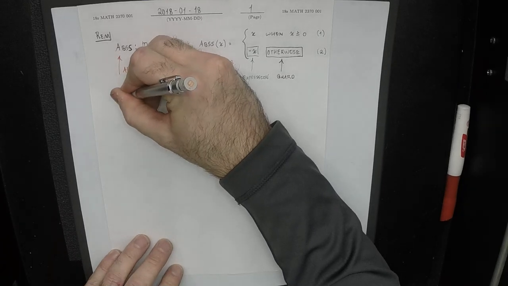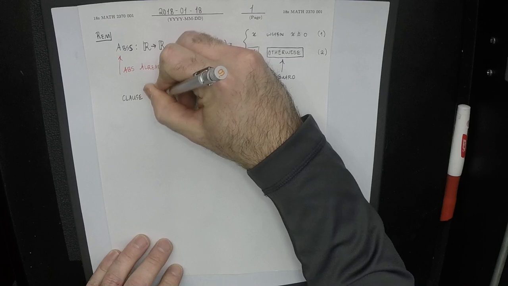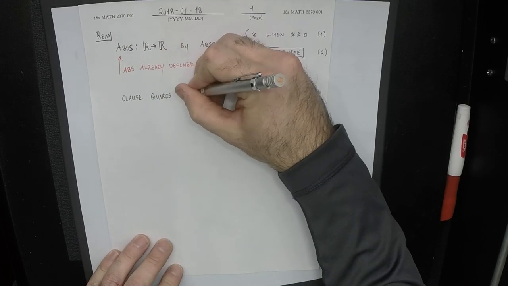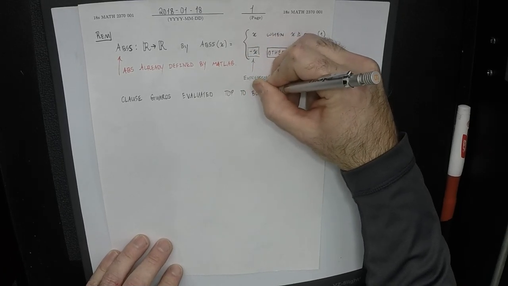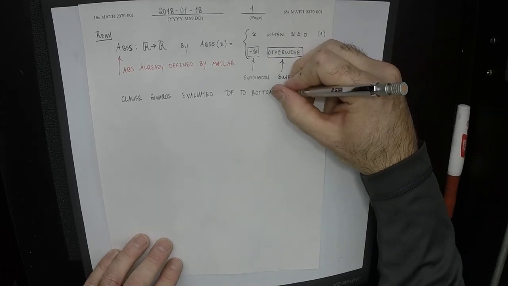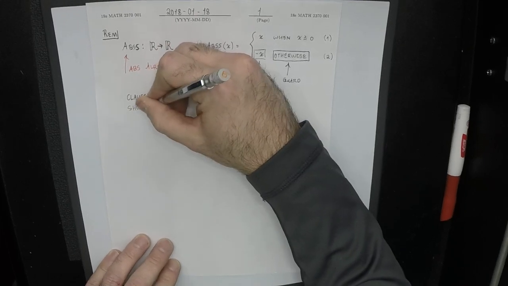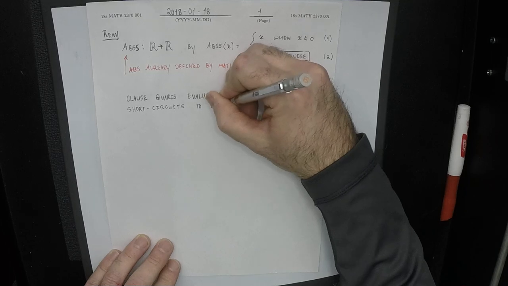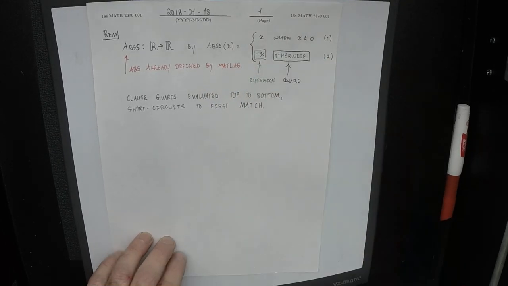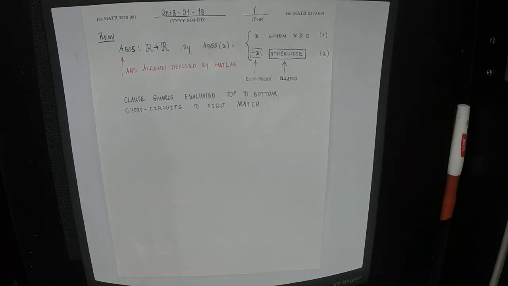Clause guards are evaluated top to bottom, and it short circuits to the first match. What that means is that if you make a function that has multiple guards, say five guards, it may be the case that the input satisfies, say, the second and the fourth guard. But you'll use the second clause because that's the first one that matched. Okay, so we'll do an example of that in a moment.